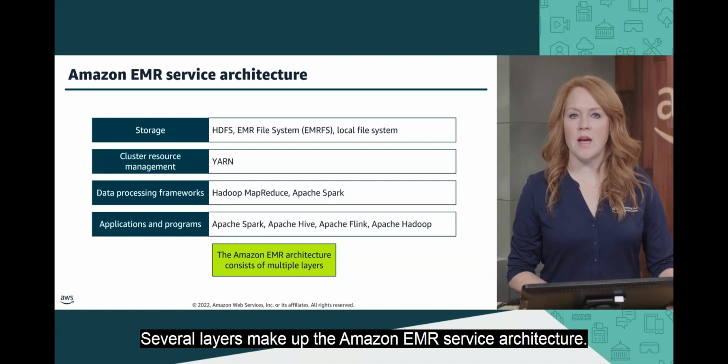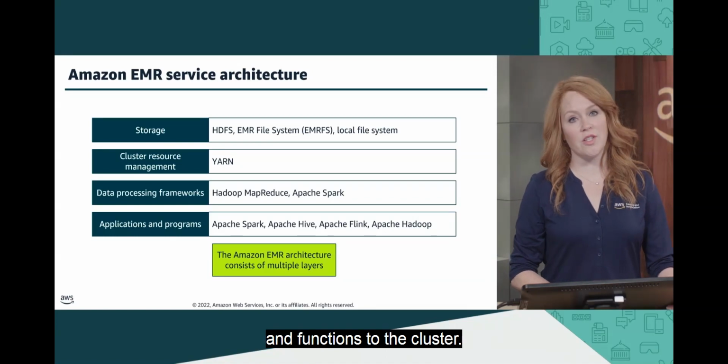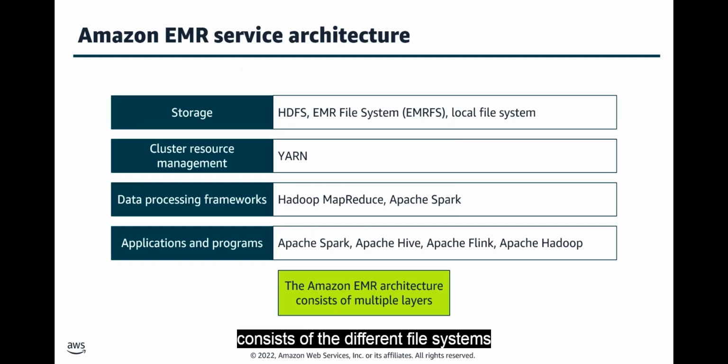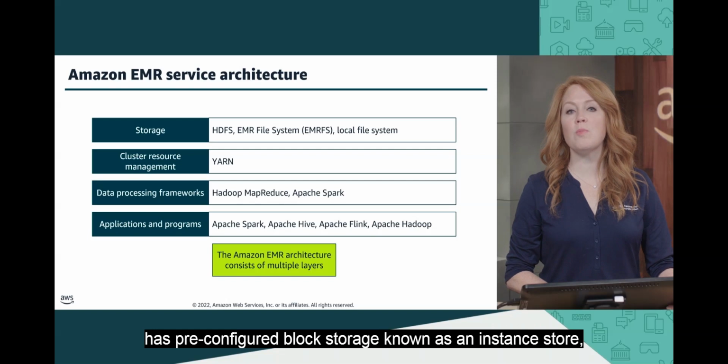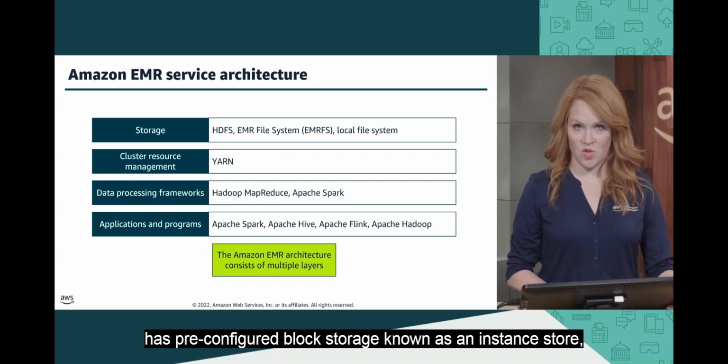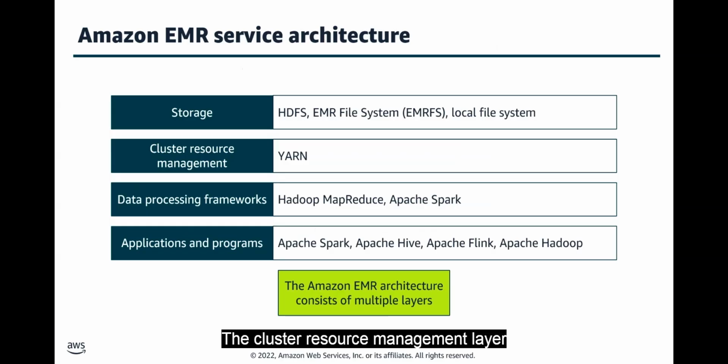Several layers make up the Amazon EMR service architecture. Each layer provides specific capabilities and functions to the cluster. The storage layer consists of the different file systems that are used within your cluster, such as HDFS and EMRFS. This layer also includes the local file system of any locally connected disk. Each EC2 instance within the cluster has pre-configured block storage, known as an instance store, which persists for the duration of the instance's existence.